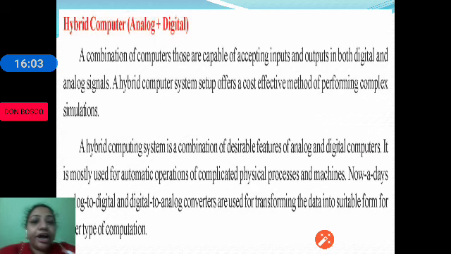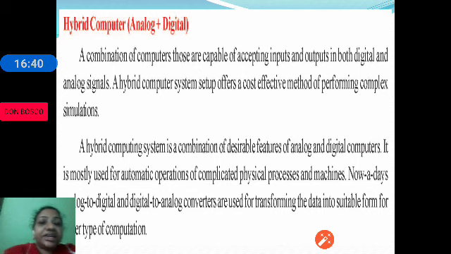Next comes the hybrid computers. A hybrid computer is a combination of analog and digital. It is capable of accepting inputs and outputs in both digital and analog signals. A hybrid computer combines the features of both analog and digital. It is mostly used for automatic operation of complicated physical processes and machines.